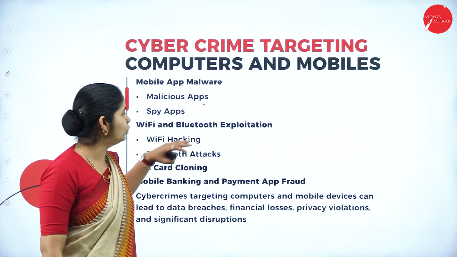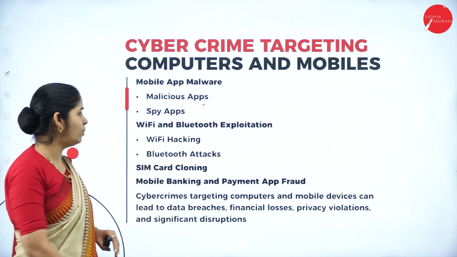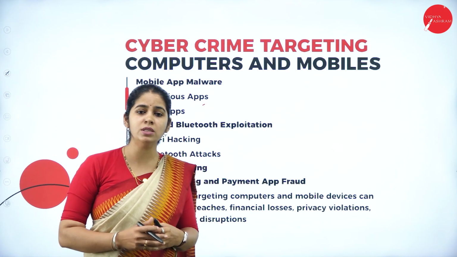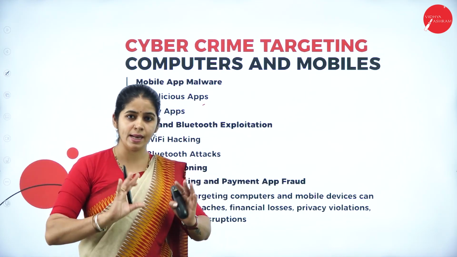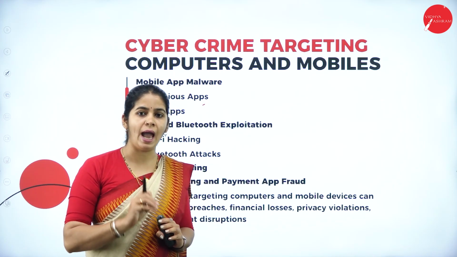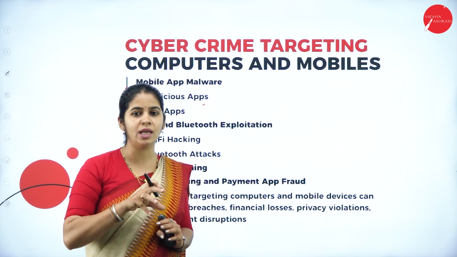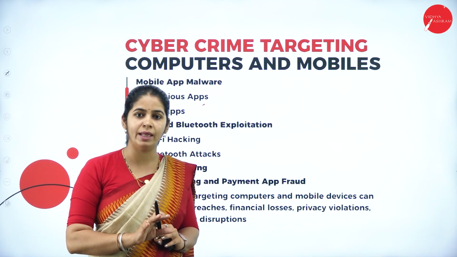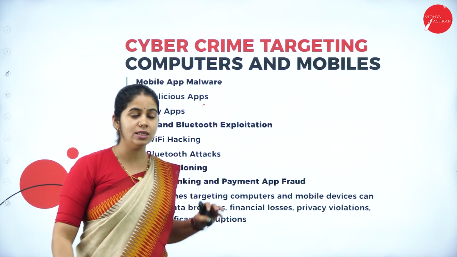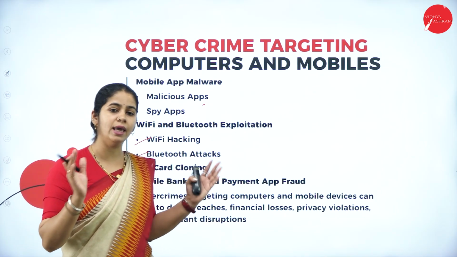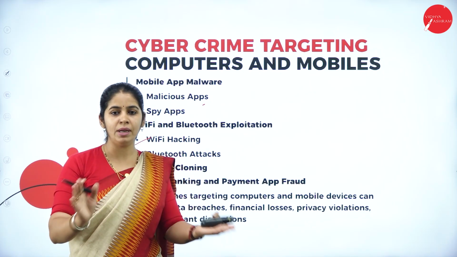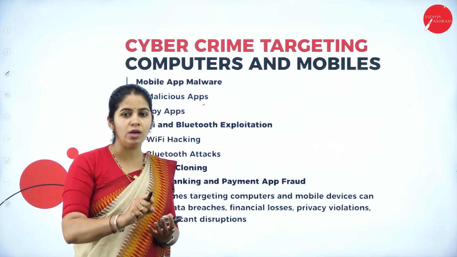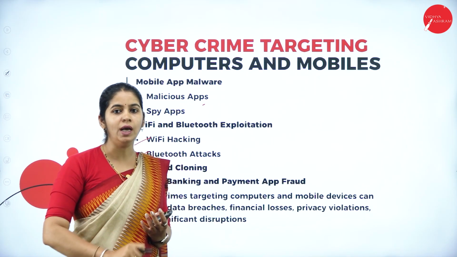And then Wi-Fi and Bluetooth exploitation. In Wi-Fi and Bluetooth exploitation, we have Wi-Fi hacking and Bluetooth attacks. What do you mean by Wi-Fi? Wi-Fi means it is connected to one particular area. If this Wi-Fi has been hacked by the hacker, all the devices connected with that particular Wi-Fi, and the data that is there in those devices, can be taken by the hacker. That is hacking the complete Wi-Fi. Instead of hacking each individual device, he'll hack the complete Wi-Fi. All the devices under that particular Wi-Fi connection will have open access for the attacker.